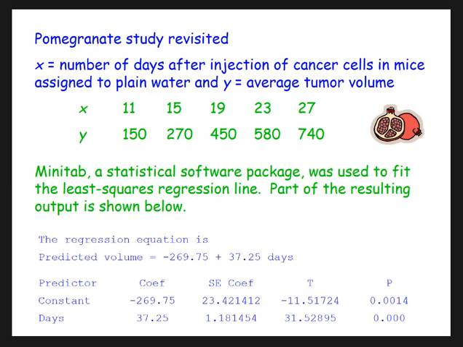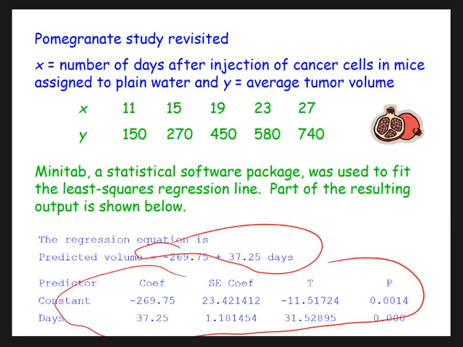So for the pomegranate, remember, we can look at Minitab and do the data output. We do the regression equation to predict the volume. It'll give us that equation and these constants. Notice there's our y-intercept and there's our slope.